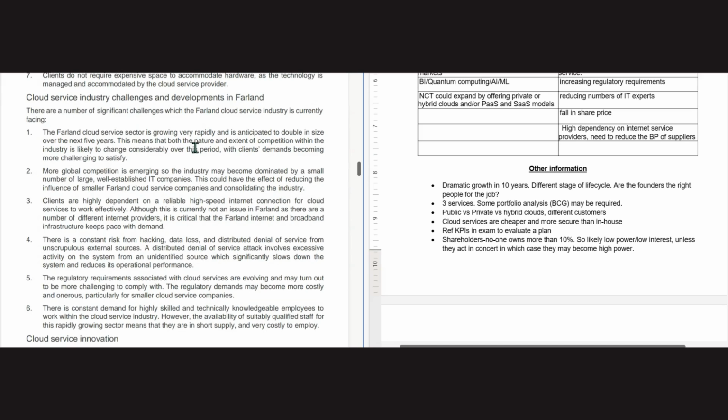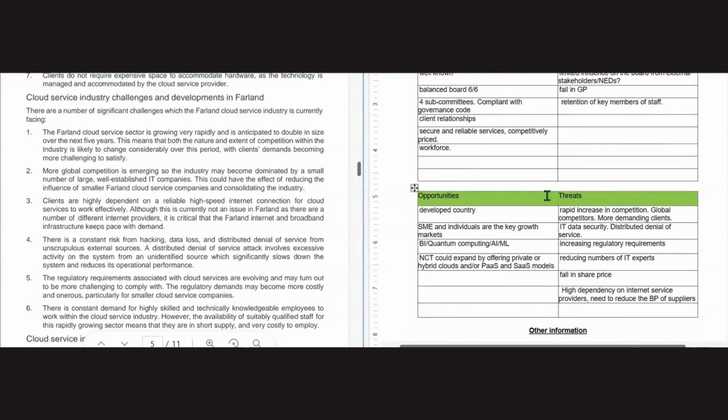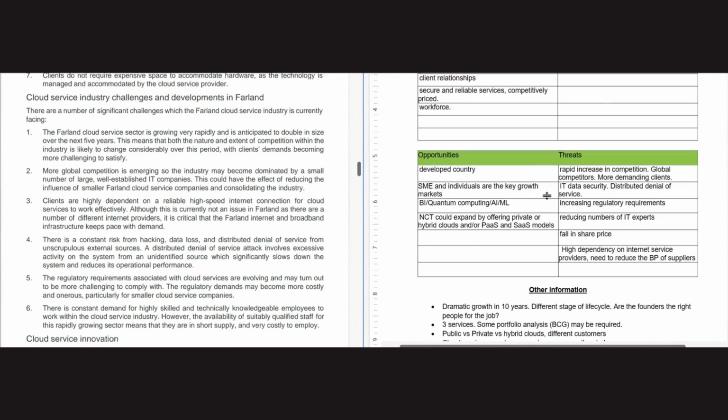The sector is growing very rapidly, anticipated to double in size over the next 5 years. It means both nature and extent of competition within the industry is likely to change over this period. So as soon as you see the word competition, you start to think of threat. Okay.